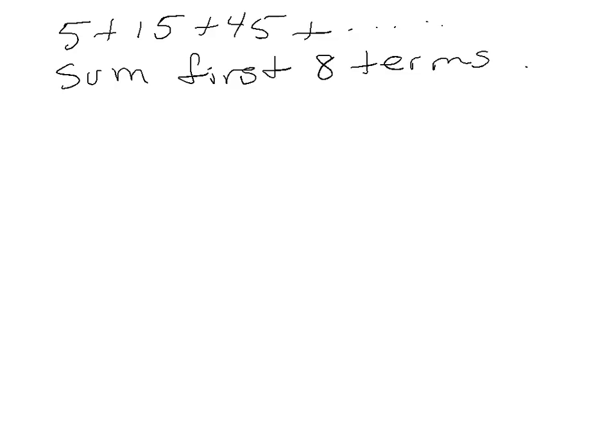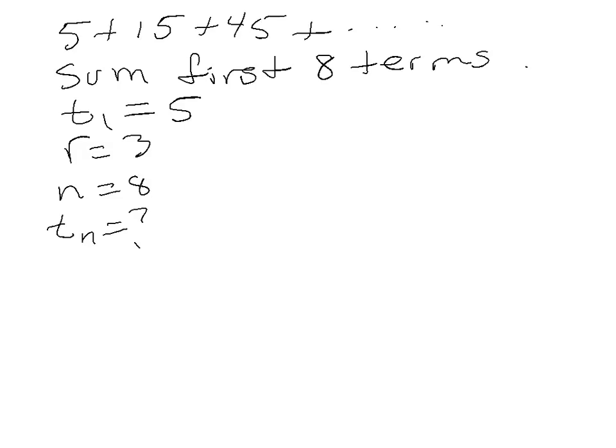Okay, so we know that T1 equals 5. We know R equals 3 and N equals 8. So what is the last term? I don't know. Can you figure it out? Well, do we need to figure it out? You don't necessarily need to figure it out if we use this formula right here.